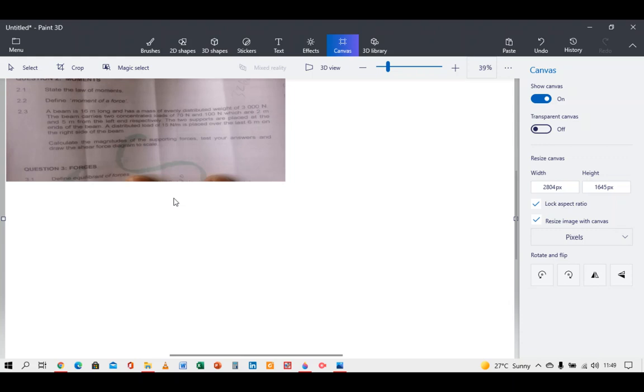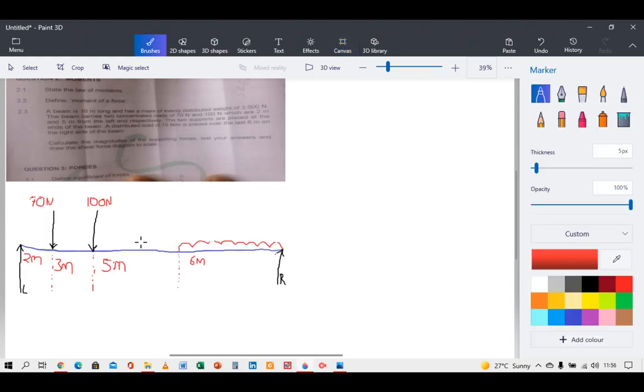A distributed load of 15 Newton per meter is placed over the last 6 meter of the right hand side of the beam. So let me just try to draw the diagram. So this is our diagram. Then you are told that you have a distributed weight, right? And remember, it is in Newton, which is 3000.